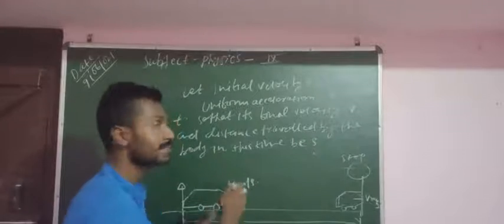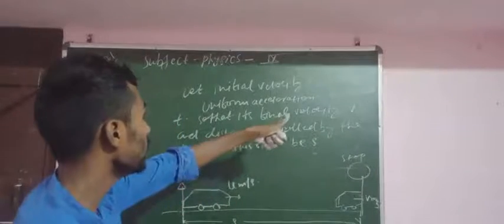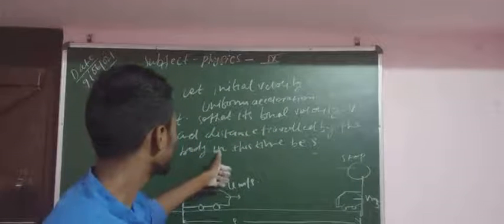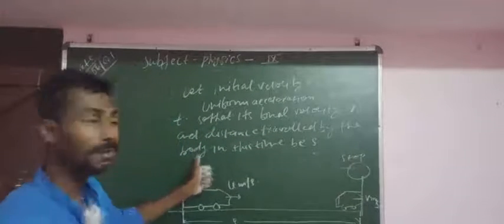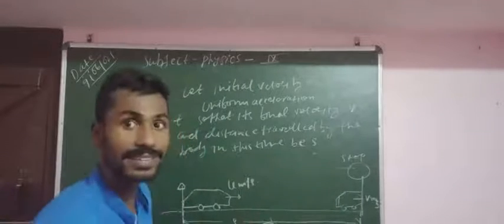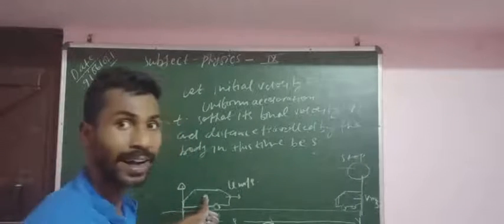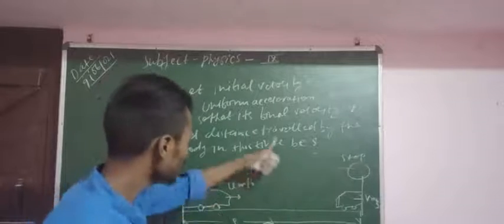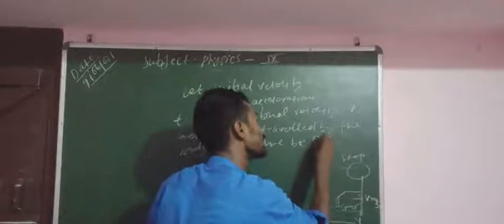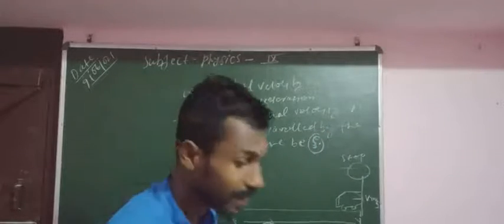Acceleration of the car is a meter per second square. The distance traveled by the body in this time t, that is the distance traveled by the car, is s.